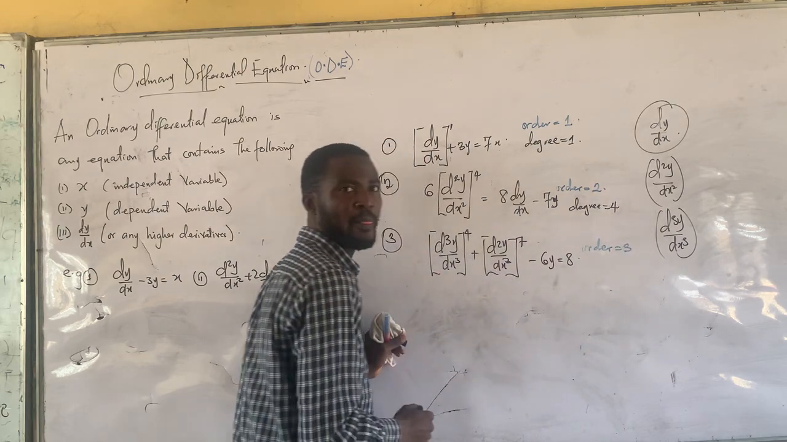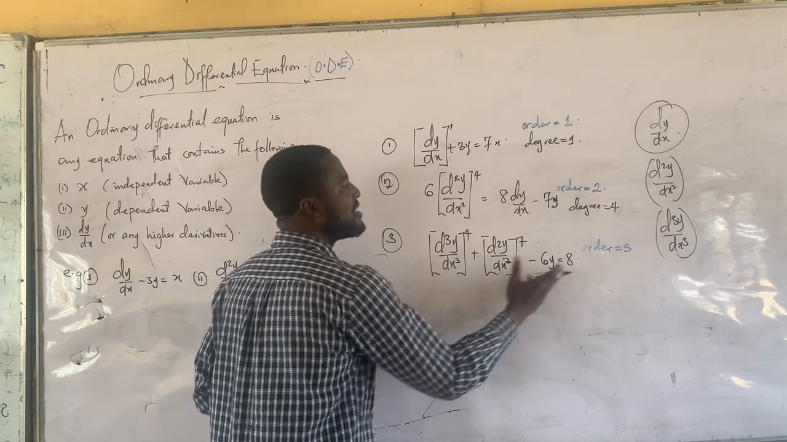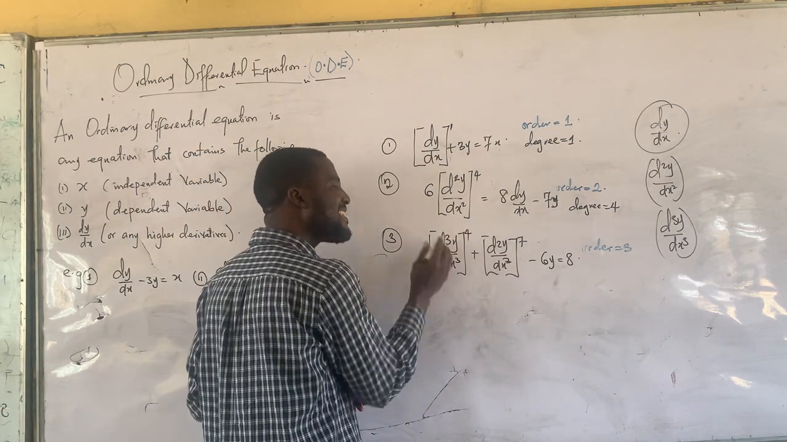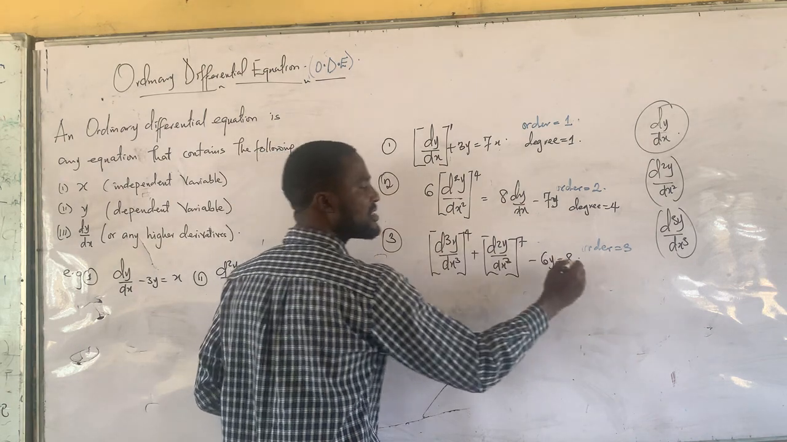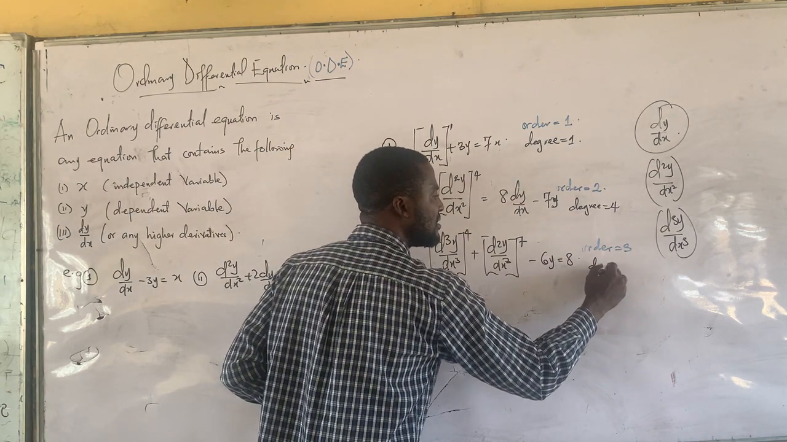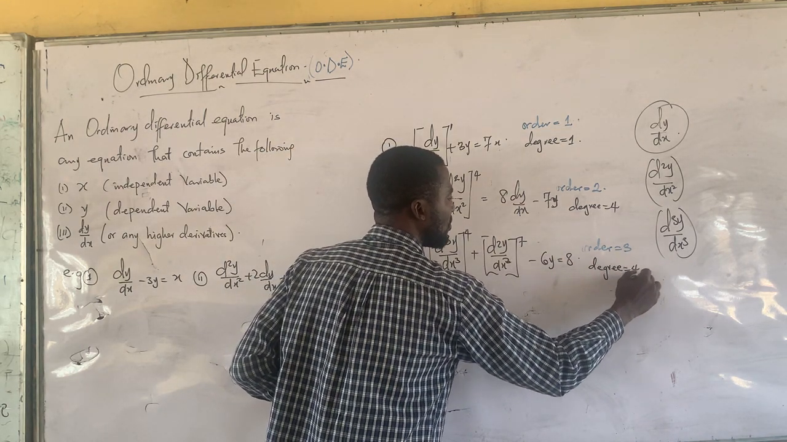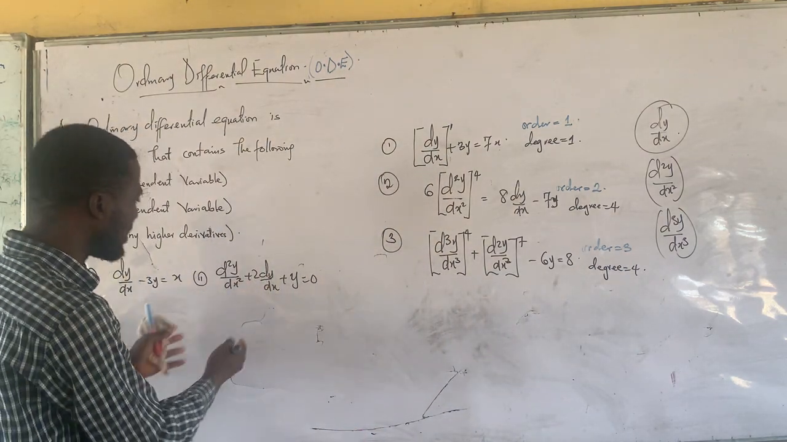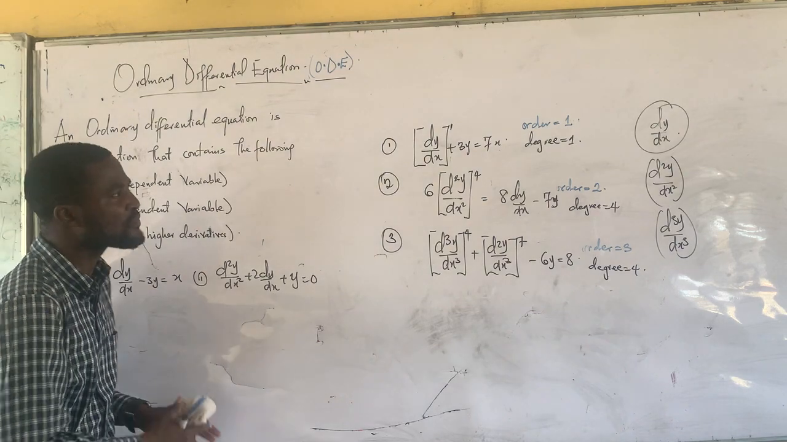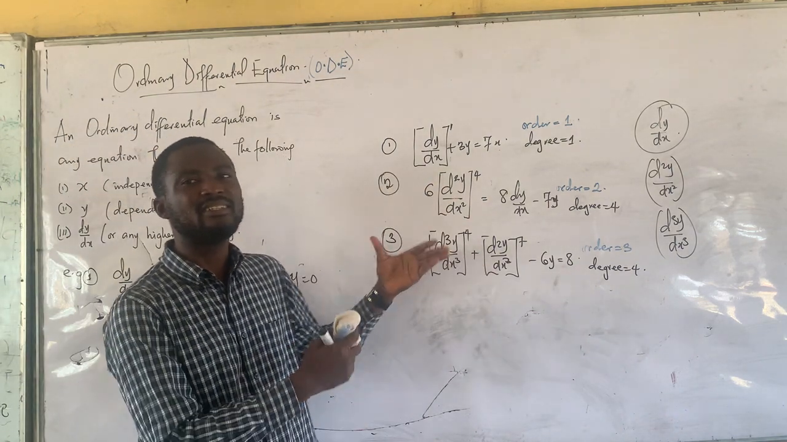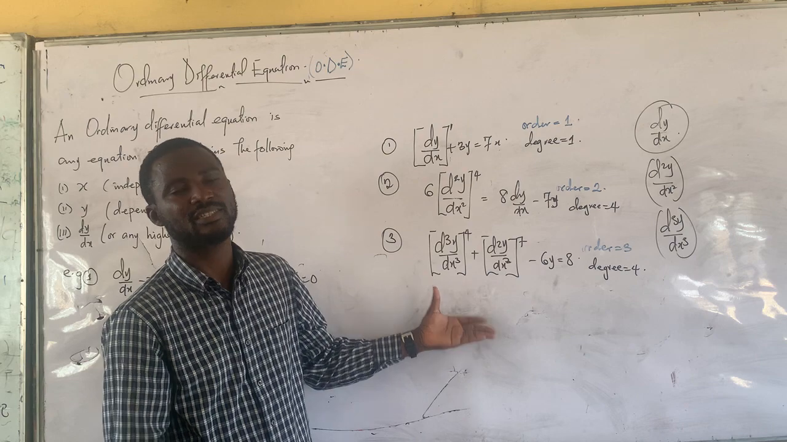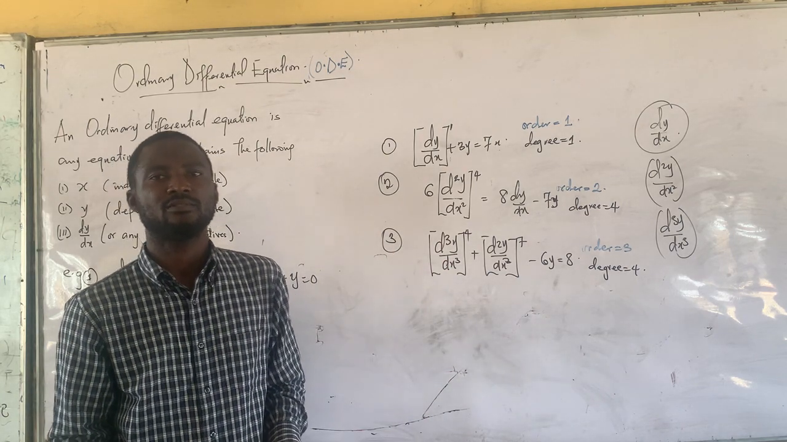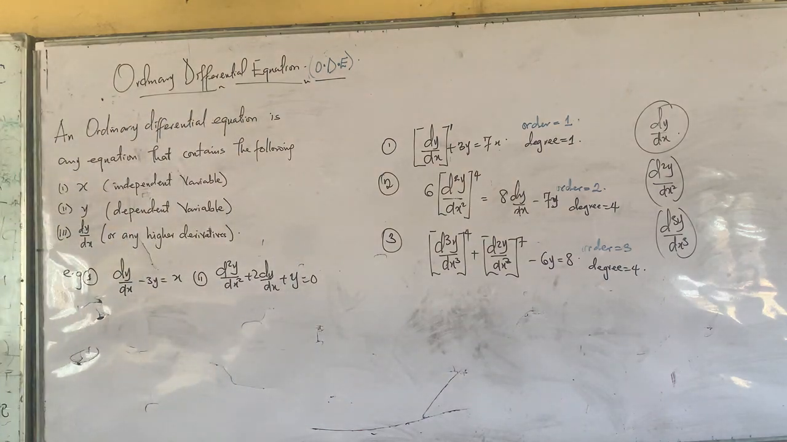And if you come to this one now, the order here is order 3, and the index on this order is 4. So it's a differential equation of order 3 degree 4. So if you look at this now, in this concept you can identify what a differential equation is. You can tell us what the degree of a differential equation is, and likewise the order of a differential equation.